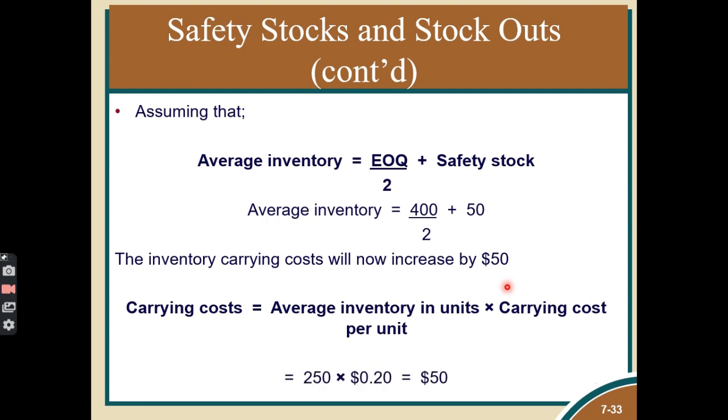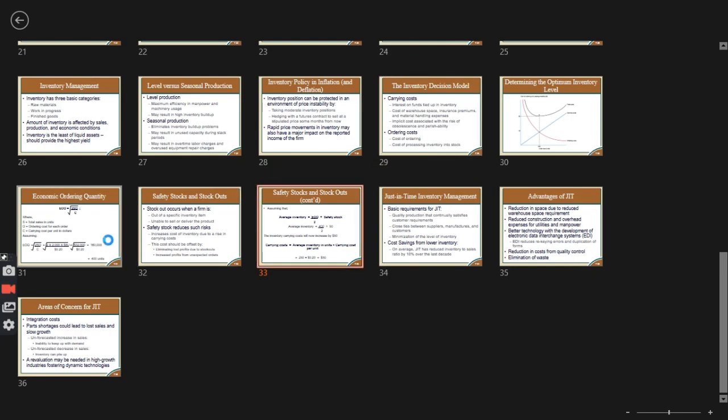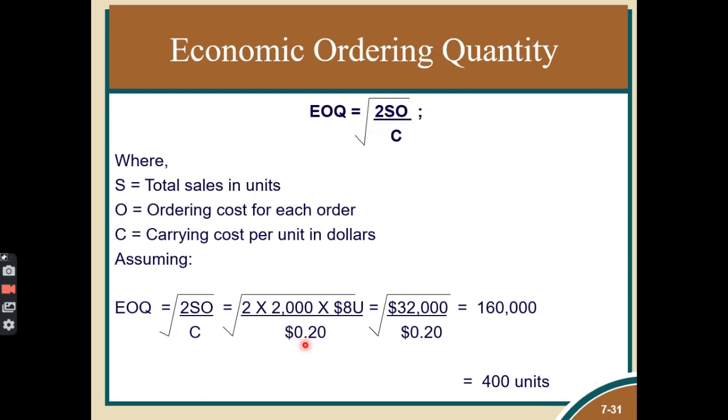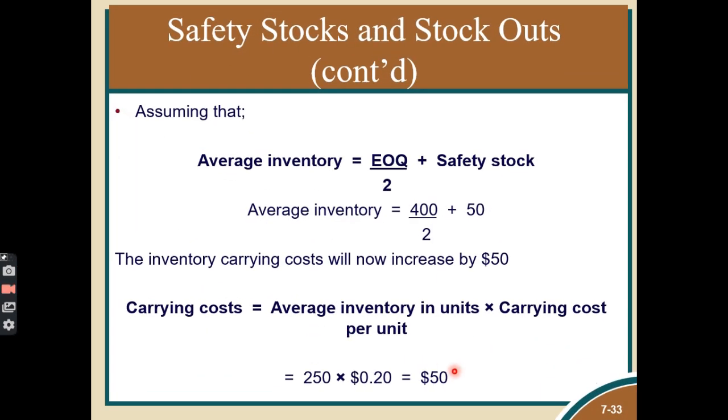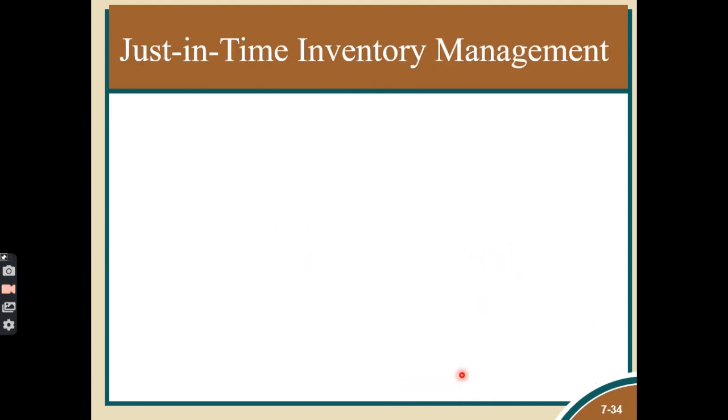So this is going to be 400 divided by 2, that's going to be 200 plus 50, that's going to be 250 multiplied by 20 centavos. Where did we get 20 centavos? That was from the original computation that we had a while ago, which is this one. It states there that 20 centavos is the carrying cost. So that will result in an additional $50 in our carrying cost. But again, we can recuperate this through our additional sales.